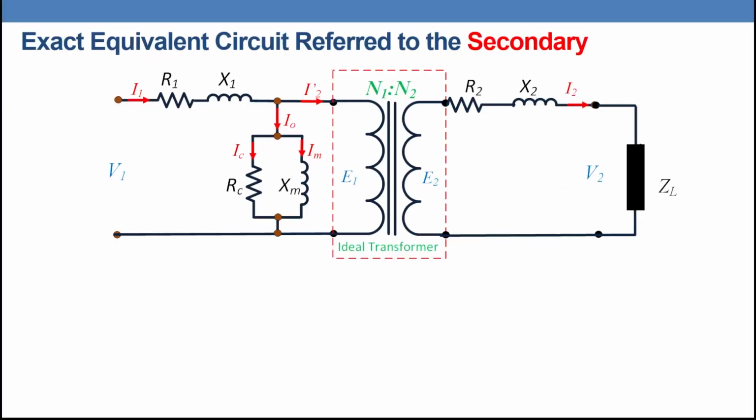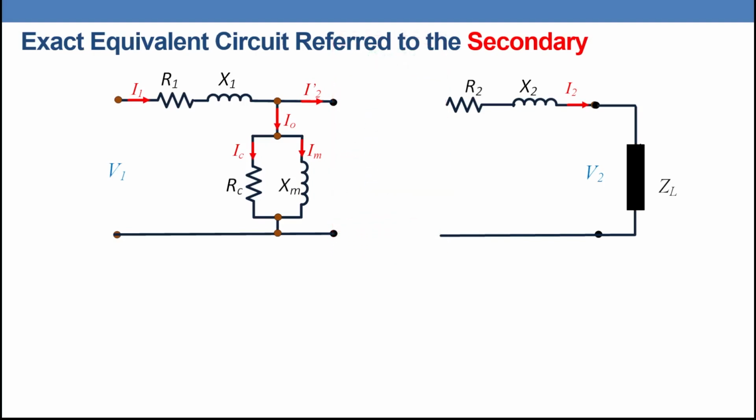What will be the case if we would like to refer the impedance to the secondary side, not the primary side? We are going to move R1, X1, R core, XM, and V1 as well. So we are going to remove the ideal transformer.